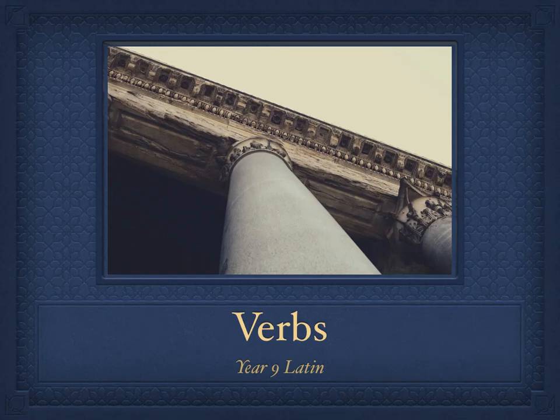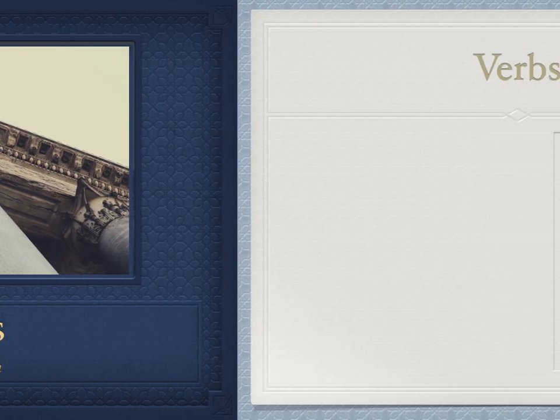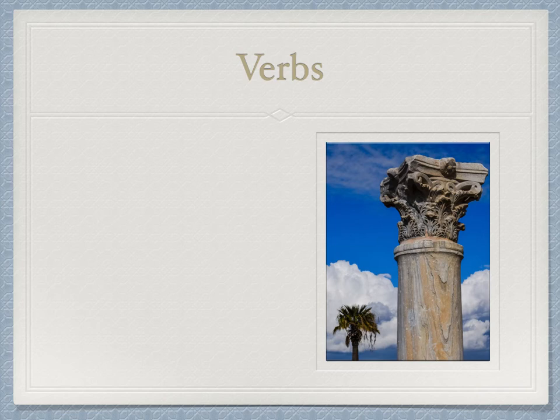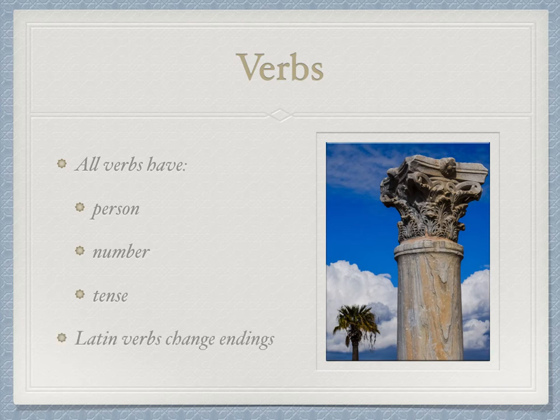In this video, I'm going to add to what we learnt about verbs with our new tenses that we learnt in stage 6. So if you are new to this, make sure you go back and look at the stage 4 verbs video. So firstly, just to recap, in Latin, as in English, all verbs have person, number, and tense. Unlike English, Latin verbs change their endings depending on these three things.